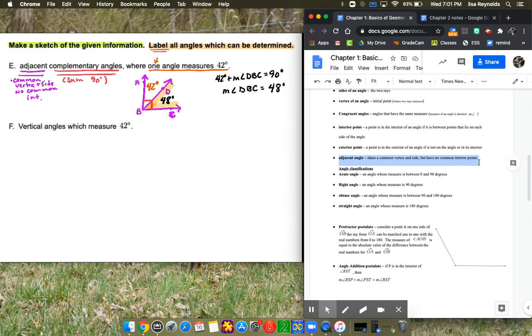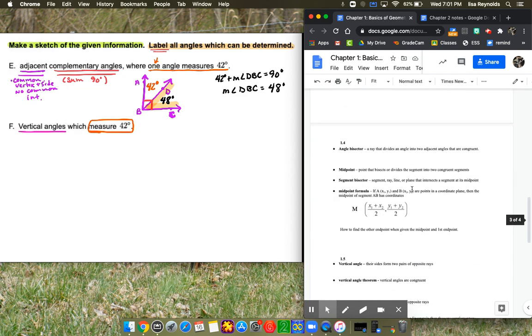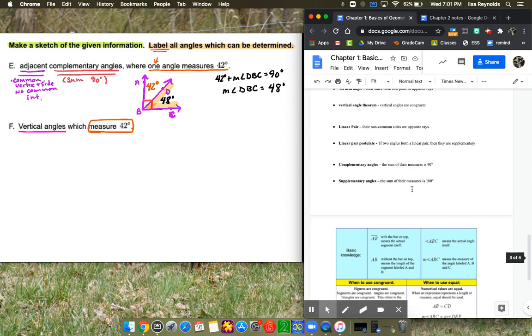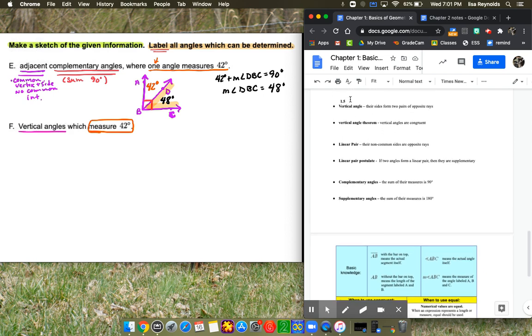Okay, in the next one, we are told to draw vertical angles, and we have to have a measure of 42 degrees in our picture. So we're going to have to use our definition from chapter 1 about vertical angles. Vertical angles, their sides form two pair of opposite rays. I'm going to draw my two pair of opposite rays.